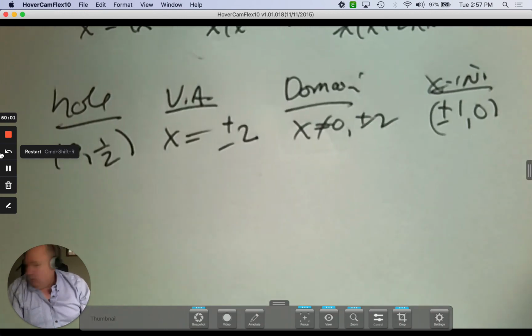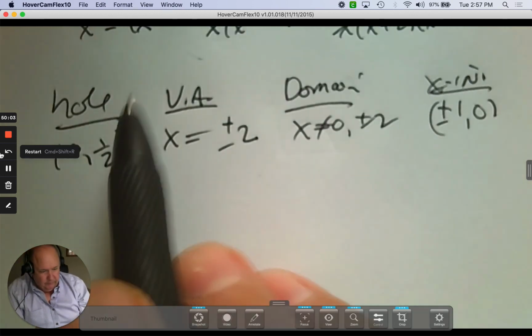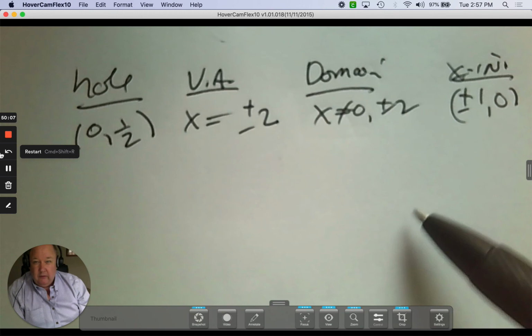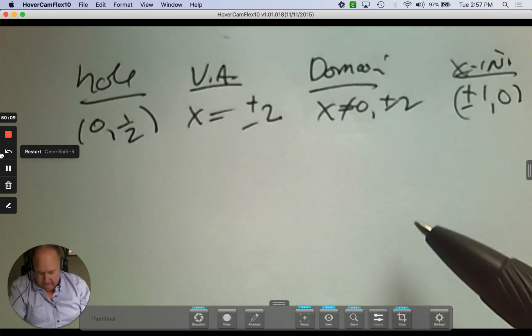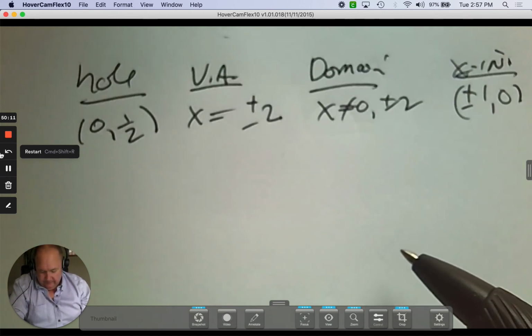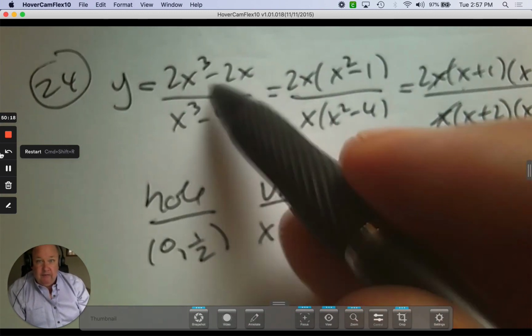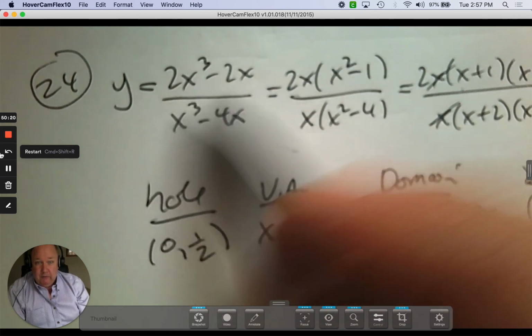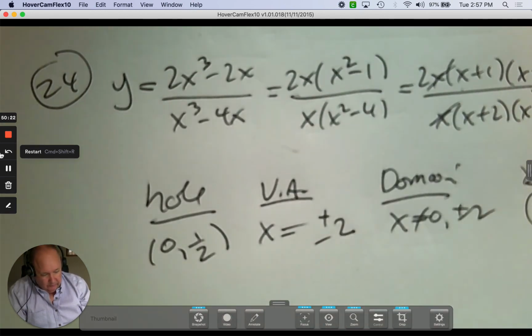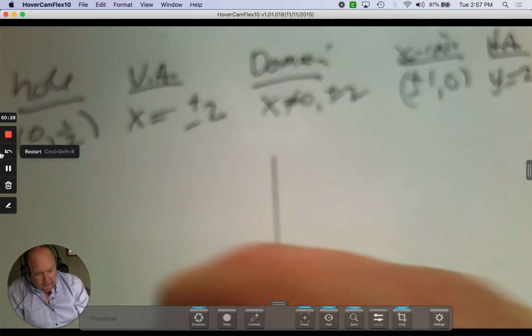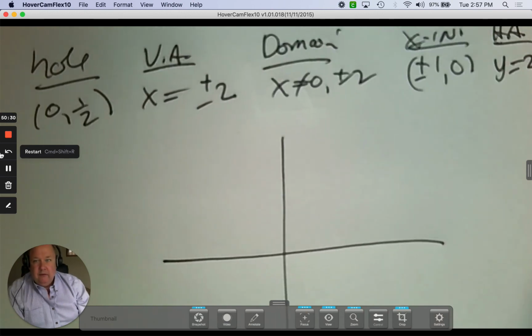What's left? Y-intercept. If you plug in 0, it's undefined there because we have a hole at 0. So there's no y-intercept. What did I leave out? Type of symmetry. End behavior. That would be helpful too. So notice the end behavior. You can go at the beginning. Power over power. The horizontal asymptote is at y equals 2 when you divide it out. So that's going to be helpful. So now let's put all the pieces together.